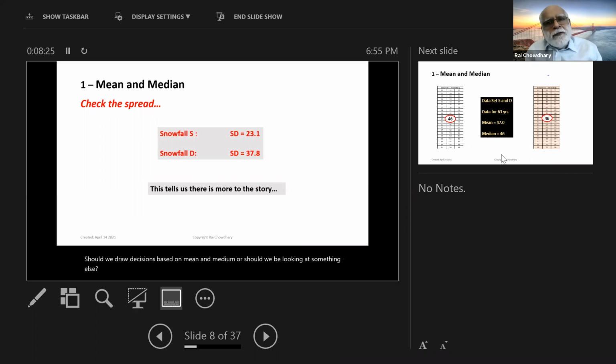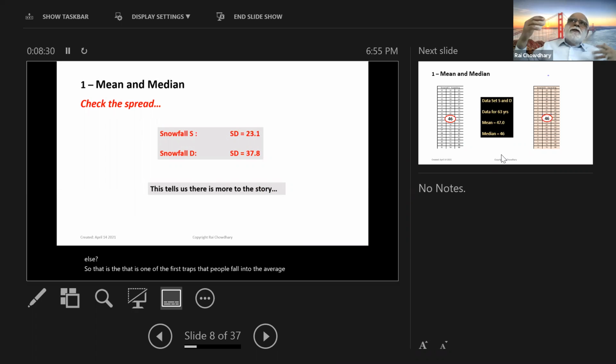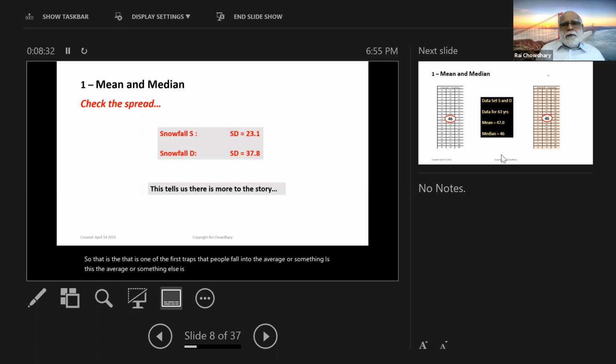That is one of the first traps that people fall into. Oh, the average of something is this, the average of something else is this, must be reasonably close. Not necessarily. You got to look at the spread. But even with the spread, you can get tricked, as you will see a little later. So means, medians don't mean a whole lot, although both are used very often. You got to look at the spread, and then there is more to it. So the first trap is just going by the mean.